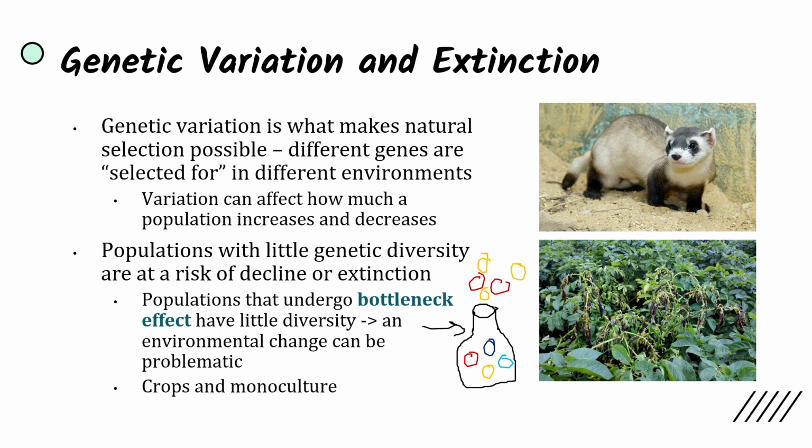This is also often seen in crops and monoculture. If all the crops in an area are genetically identical and one is going to get a disease, then all of them are going to be susceptible to that disease, and we see things like the potato blight and the Irish potato famine as a result.